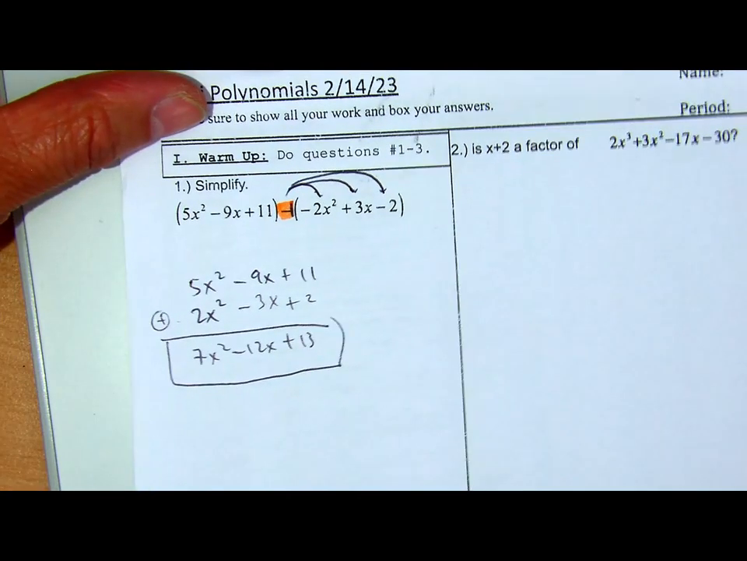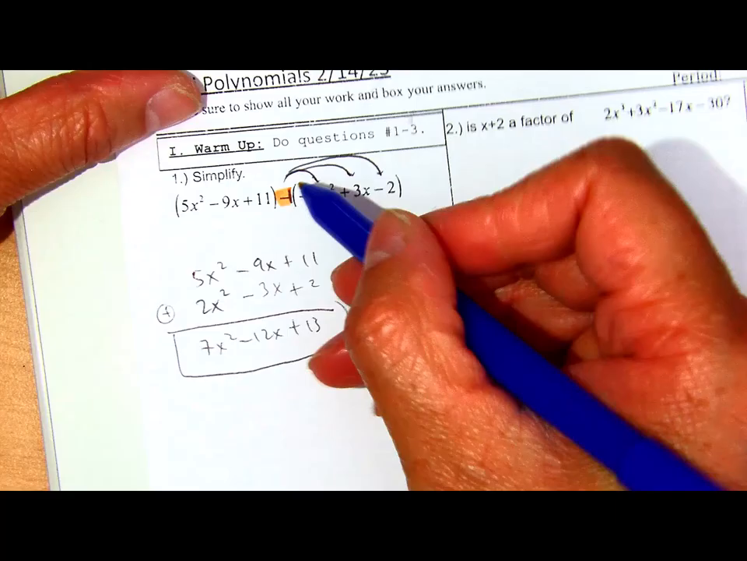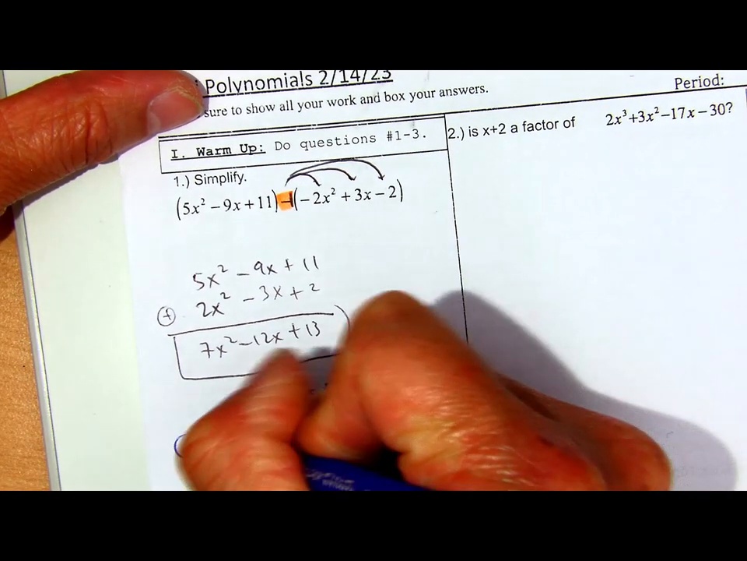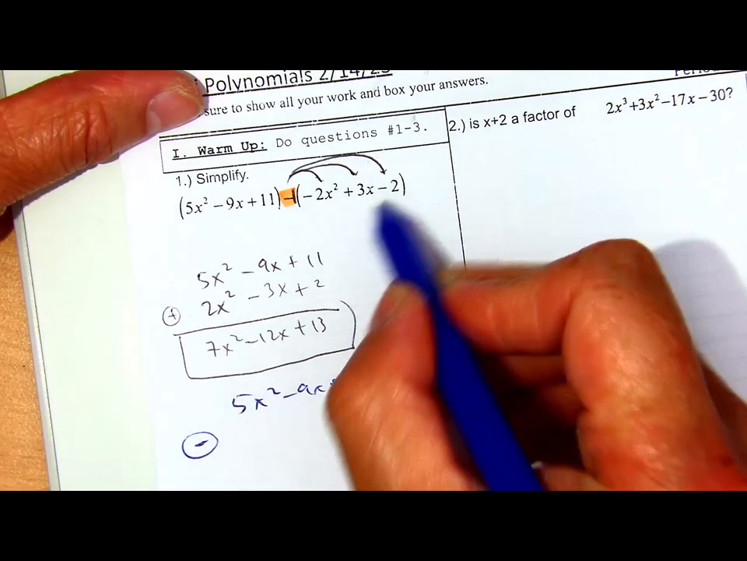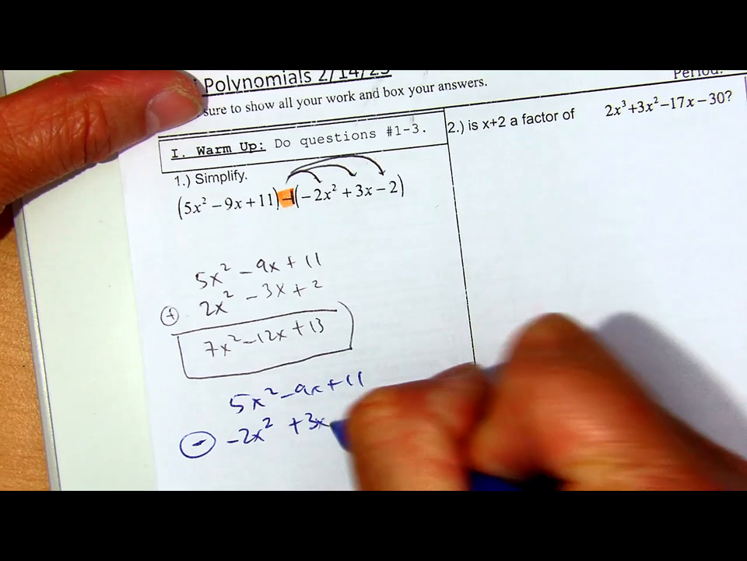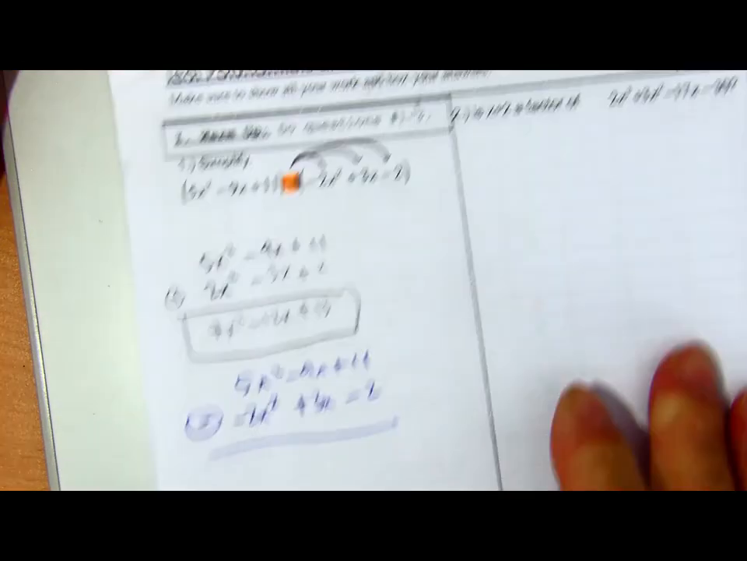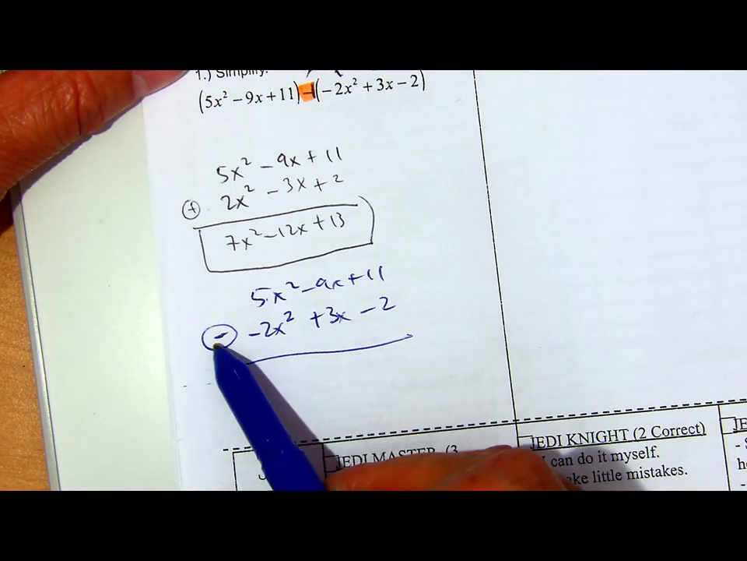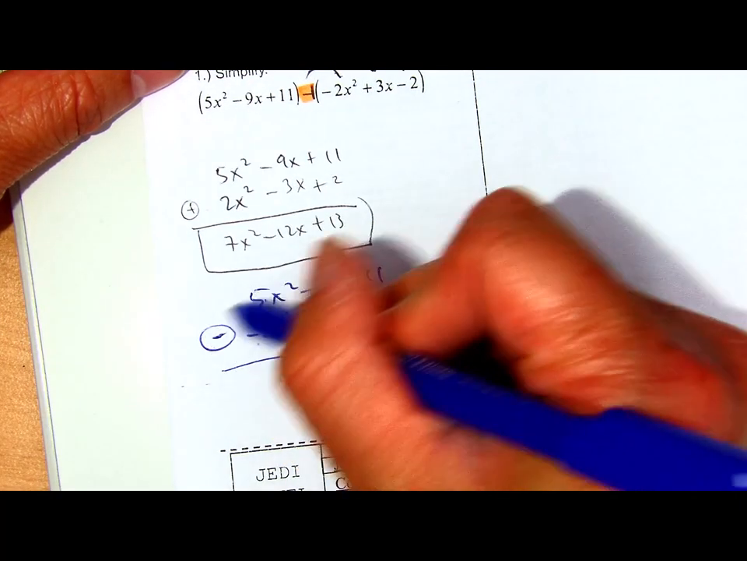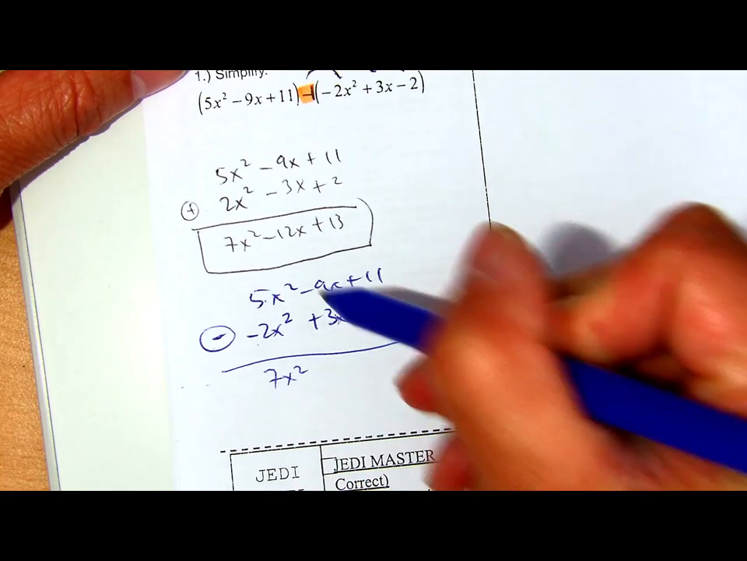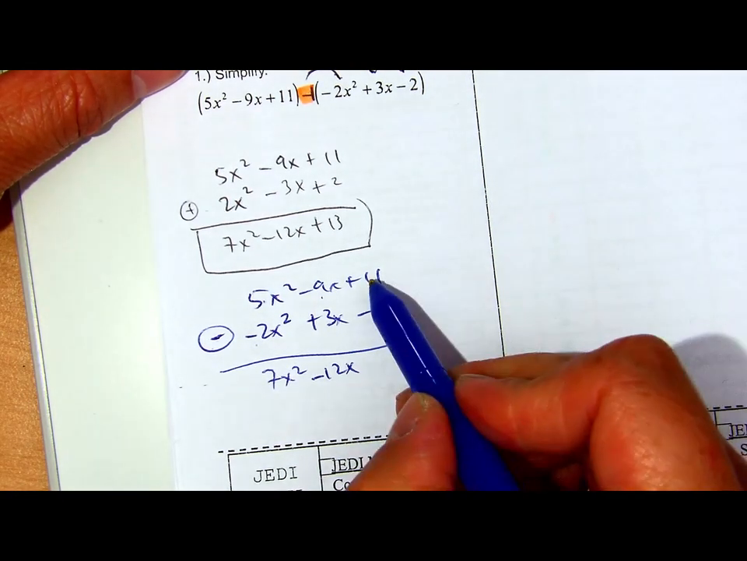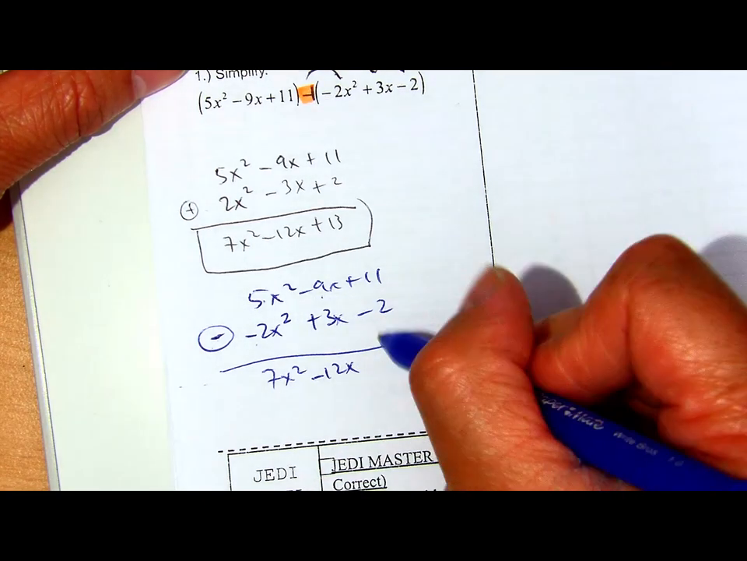Another way of doing this problem is lining them up again, but repeating the subtraction for every problem. Five minus a -2, so the opposite of -2 is plus, so 5 plus 2 is 7. -9 minus 3 is -12. And 11 minus a -2 is 13.